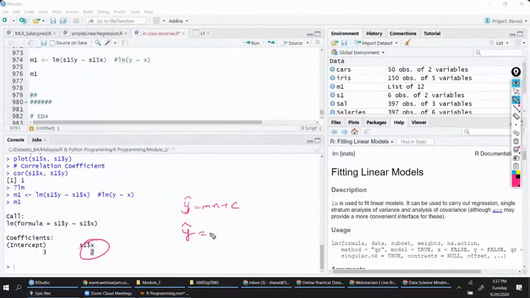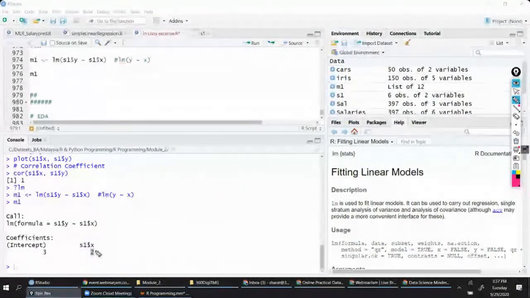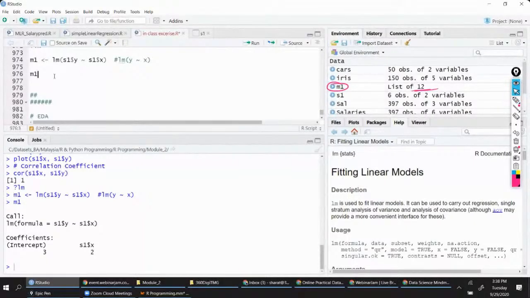Let me put that. y equals 3 plus 2x, whatever you want to write. So that's the equation. But if you see, M1 is a variable which has a lot of calculations in it. It carries 12 different calculations.